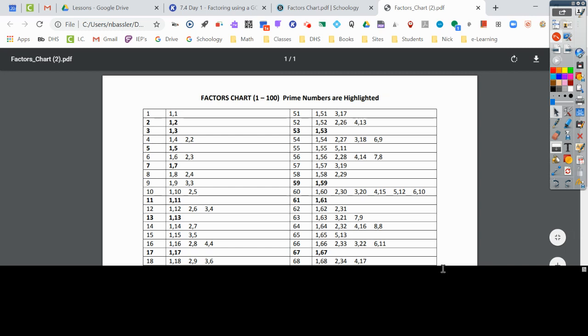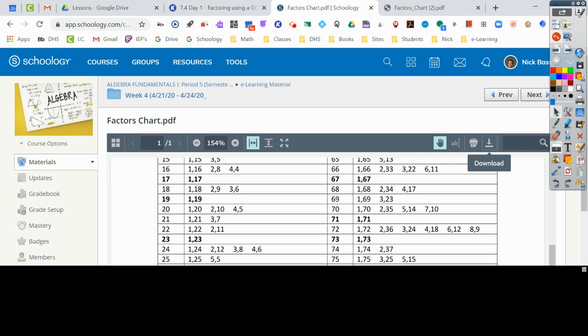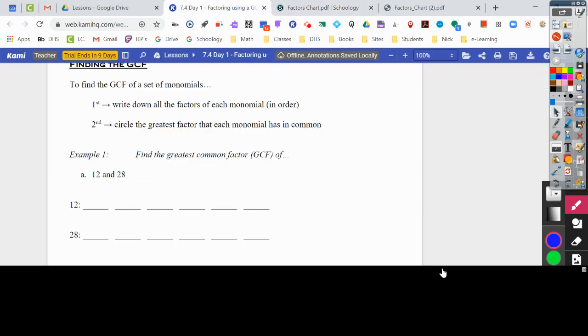You can see the number 12. It's 1 and 12, 2 and 6, and 3 and 4. Those are the 6 factors of 12. But I want to go ahead and list these out in order. So 1 and 12, we have 2 and 6, and we have 3 and 4.